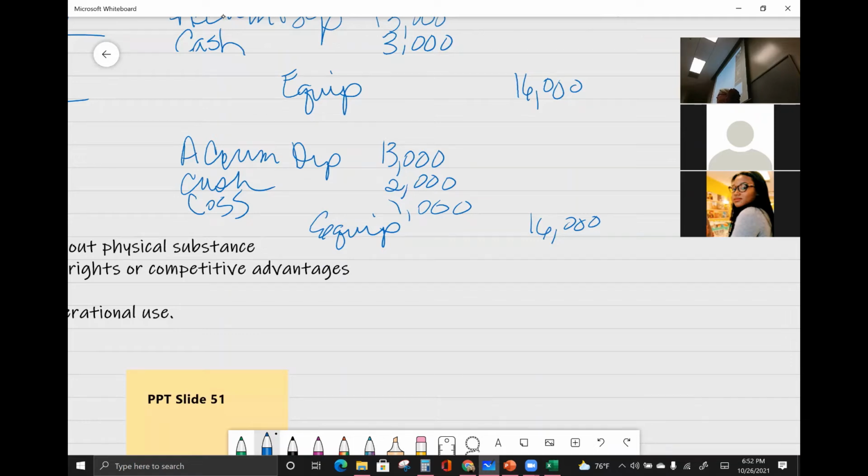Does that make sense? So we went through the gain, the loss, and if we sold it for what was on the books, by accident, but we did it. Okay.